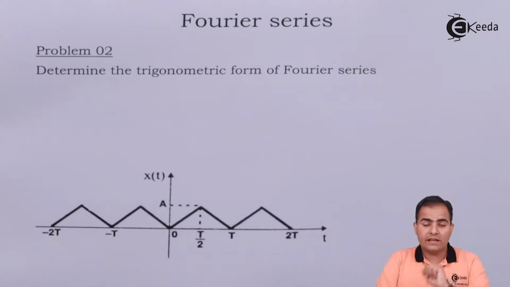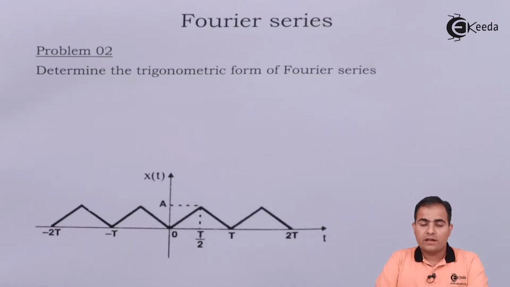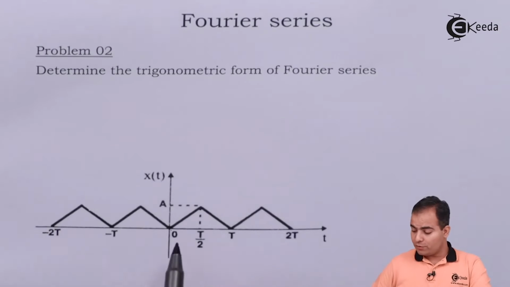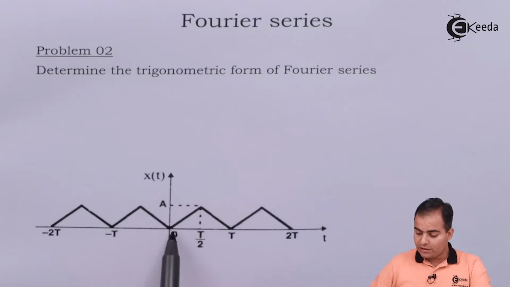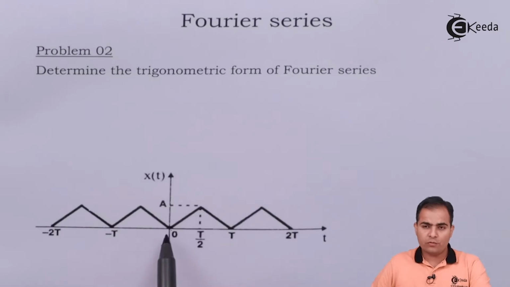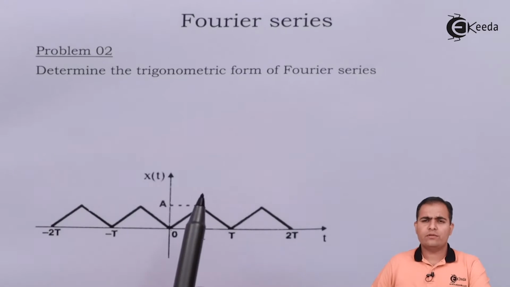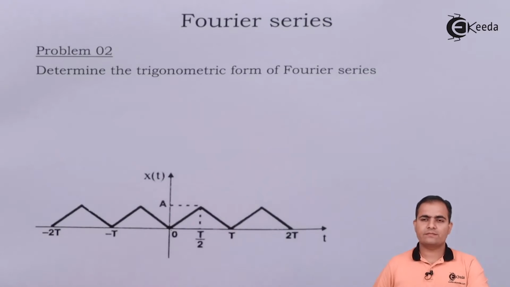So in the a naught and an formulas we have written 4 upon T naught, and the higher limit of integration is T naught by 2. If I substitute T naught equals T, what will you get? We will integrate our function only from 0 to T by 2, and 0 to T by 2 means we will solve only this slope. This is the positive ramp, so we can calculate the slope value, and we will substitute that value in my x of t equation. First we will write the x of t equation, and then we will solve the a naught and an values.